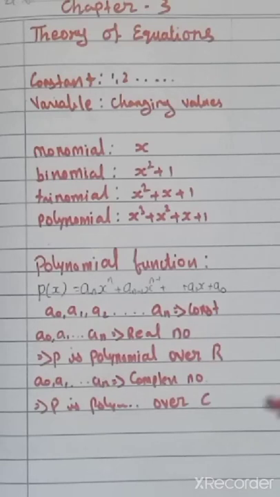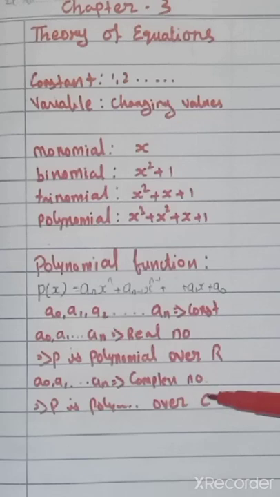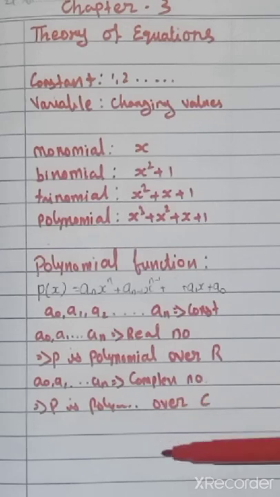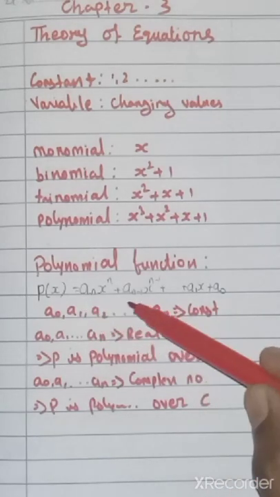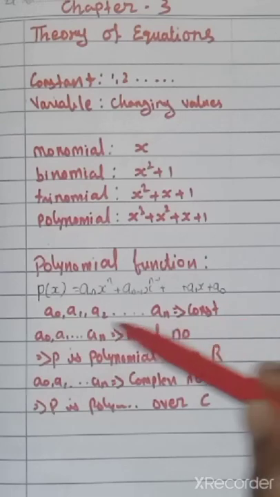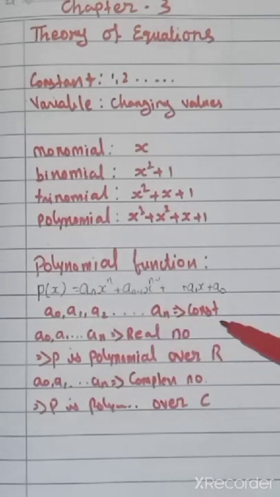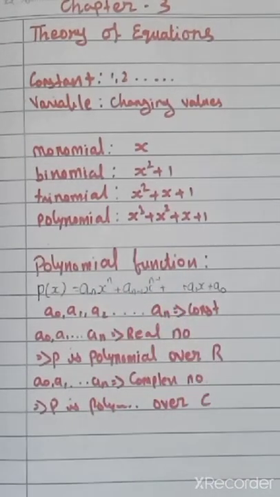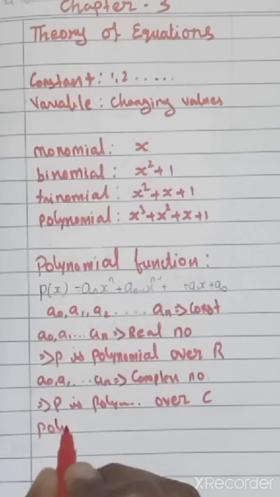Similarly, what else can we say? If a1, a2, an are integers, then p is a polynomial over integers. So a0, a1, a2 are all constants. If they are real numbers, p is a polynomial over R. If complex numbers, p is a polynomial over C. If integers, p is a polynomial over Q and over Z, and if rational, p is a polynomial over Q. We can say like that, okay? So this is your polynomial function. Next, what is your polynomial equation?